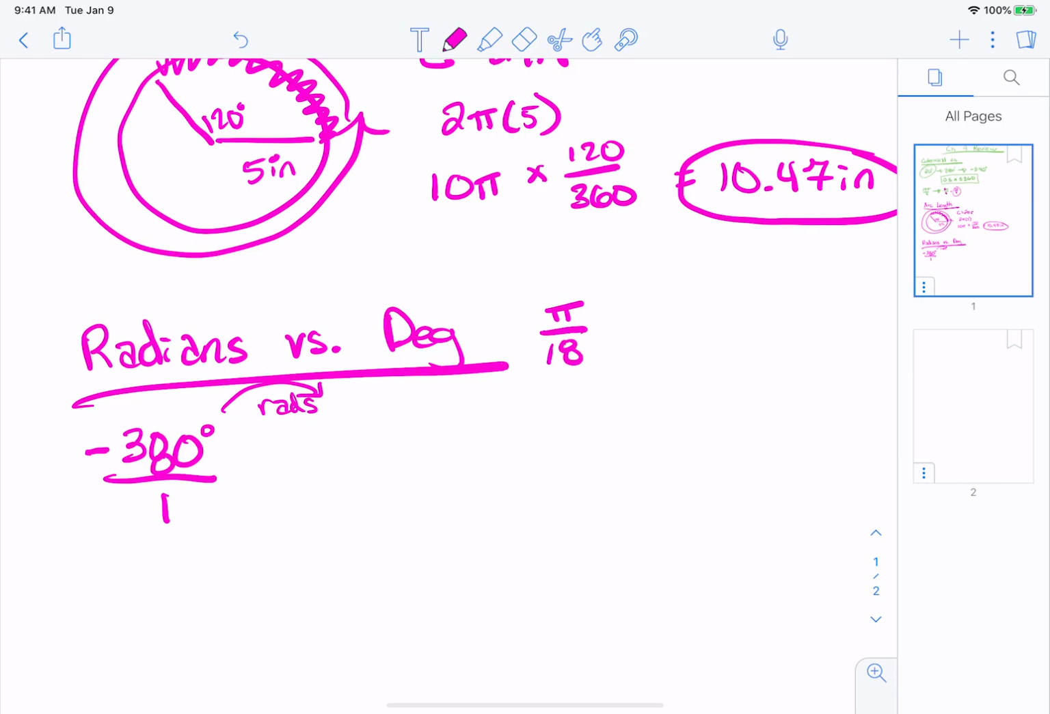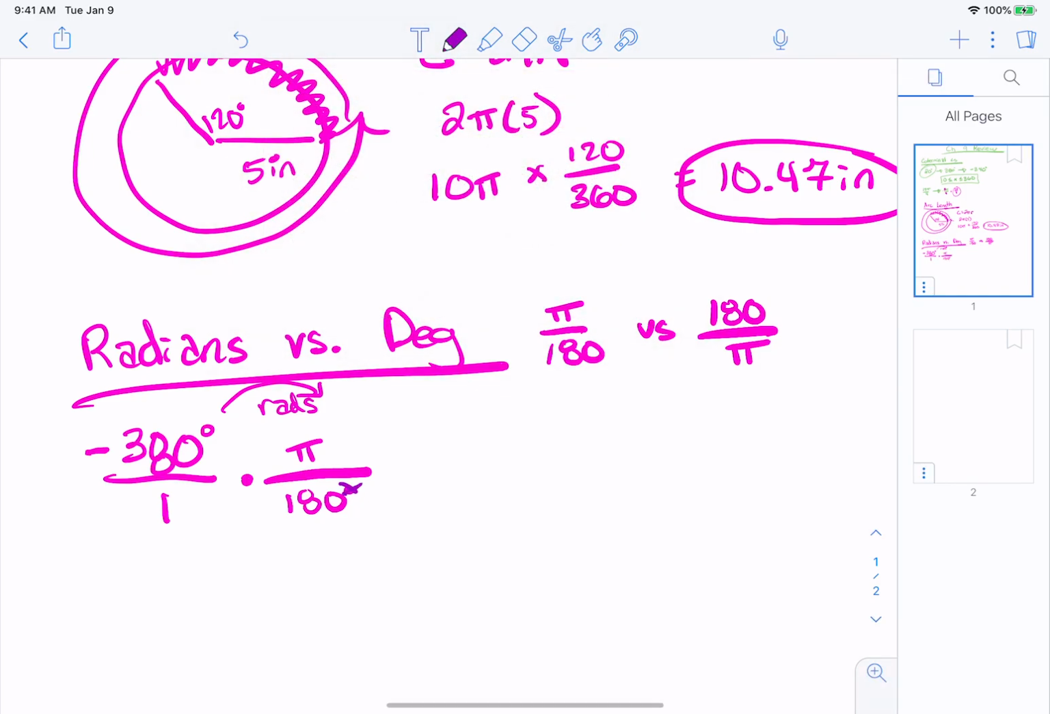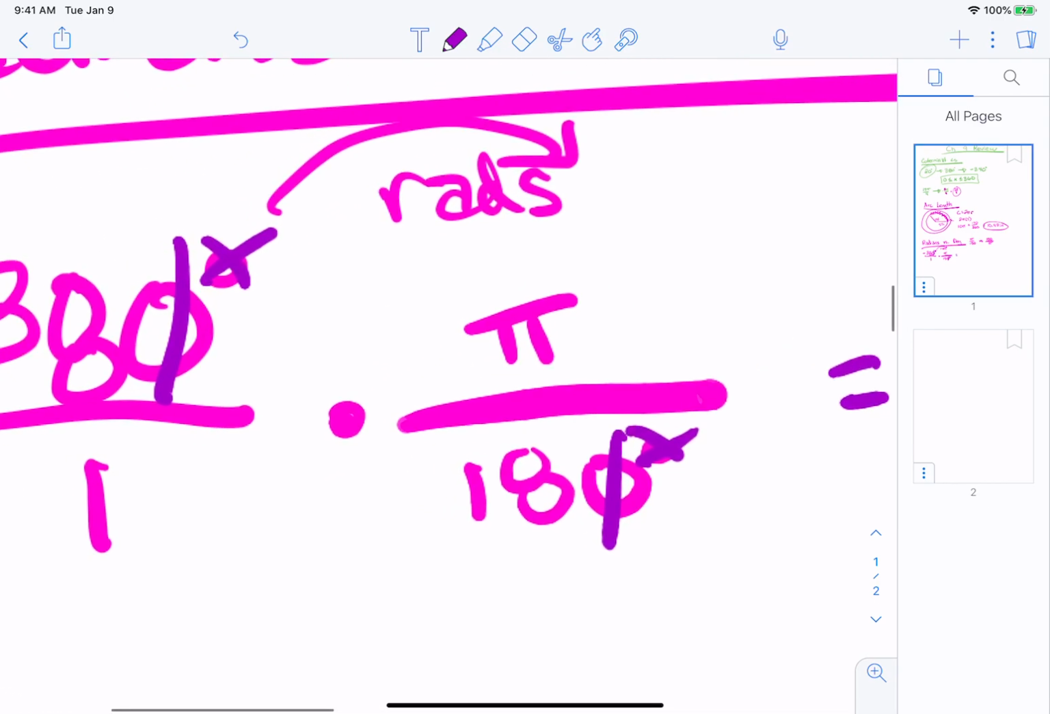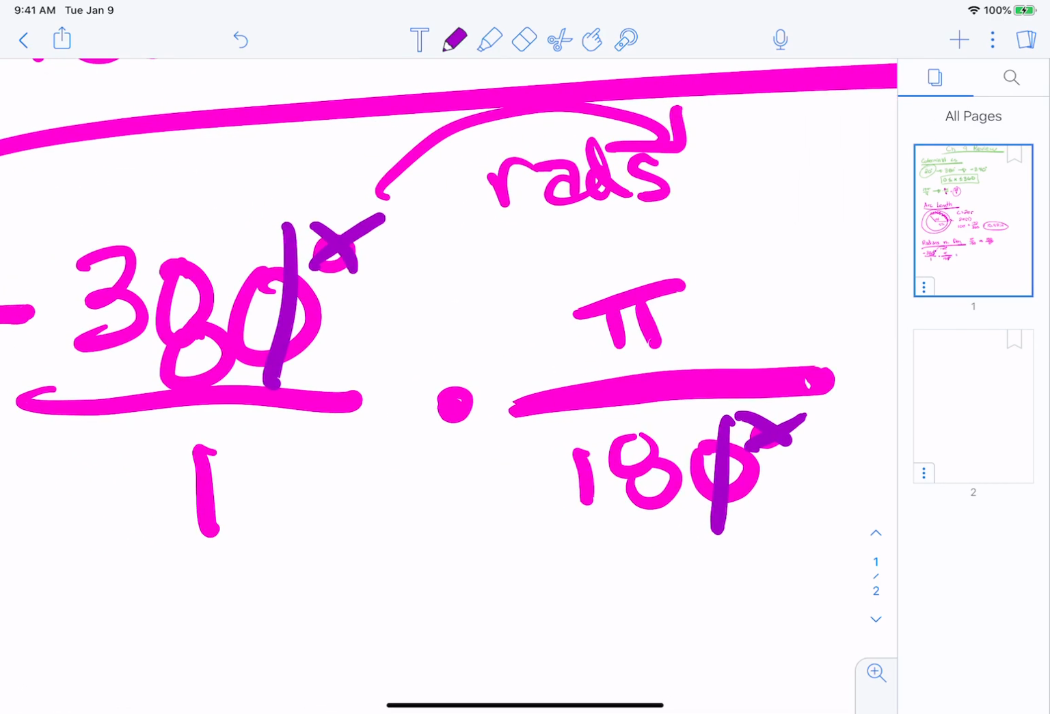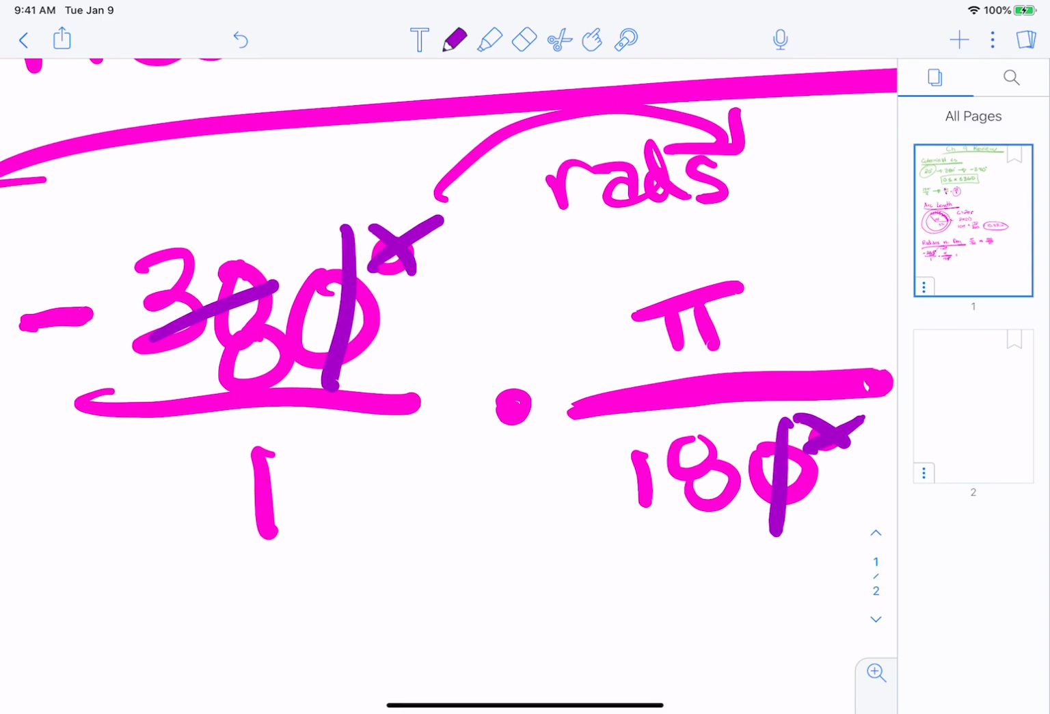This is like your cheat sheet right here. Pi over 180 or 180 over pi, which one did you say? Pi over 180, because you want the degrees to cancel. So these degrees cancel with these degrees. And then I just reduce, so I'm going to knock off the zeros. And 38 and 18, if I reduce those two, I can divide by 2. Do you know what 38 divided by 2 is? 19.